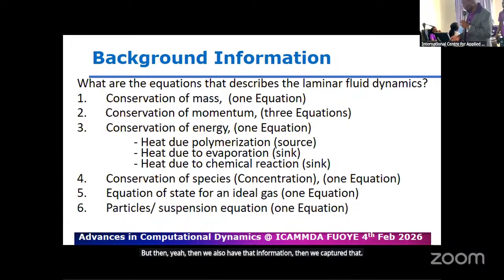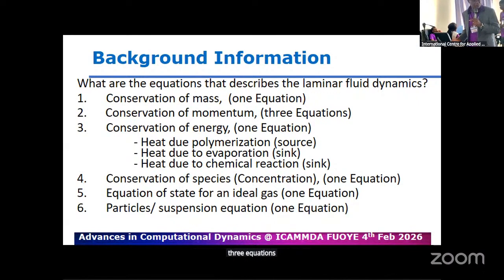If that is agreed upon, then we have to look at what we have. The first thing is that for the conservation of mass, we have only one equation. It's a scalar equation. For conservation of momentum, we have three equations, a vector form equation. Conservation of energy, we also have one equation, a scalar equation. Conservation of species is also scalar, one equation. The equation of state of an ideal gas, we have one equation. And where there is a suspension of particles within the fluid, then we also have one equation.